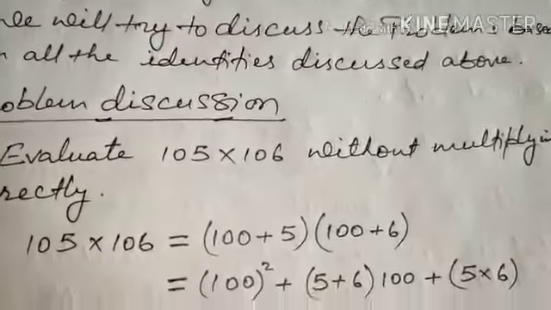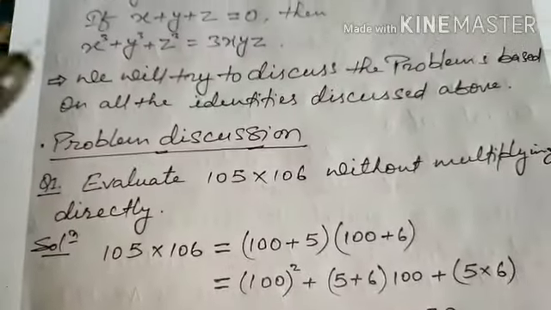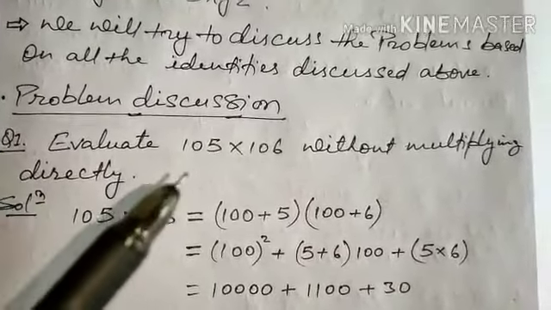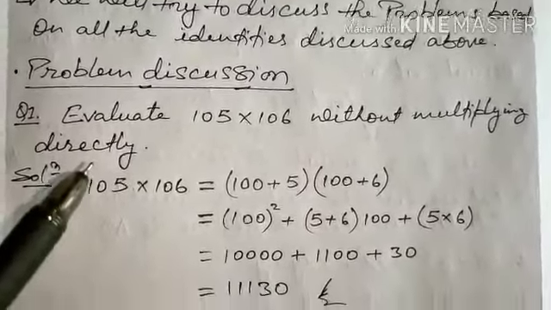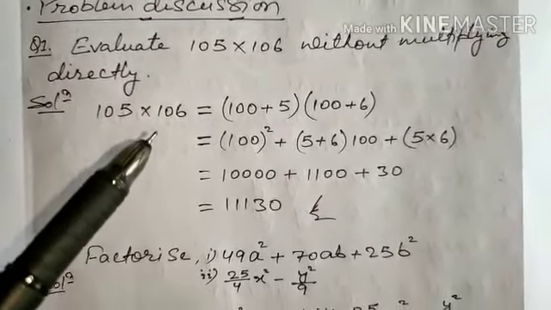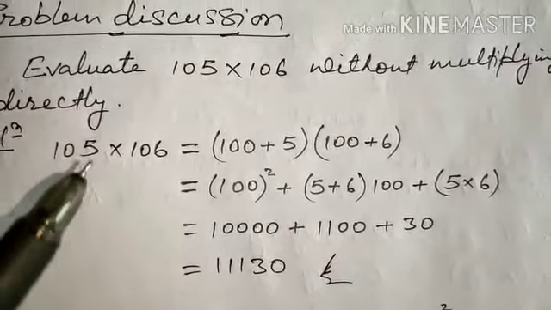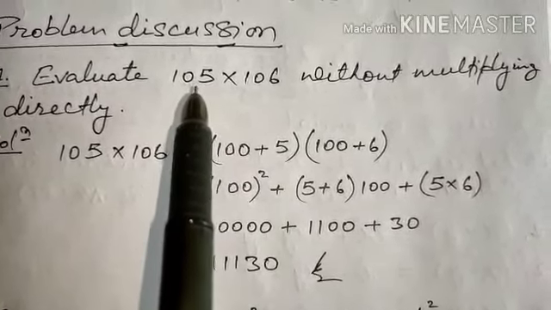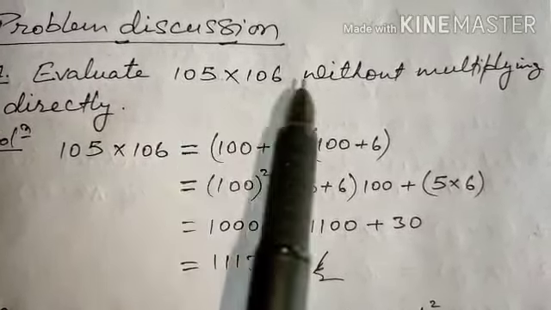Okay, now we'll try to discuss some of the problems based on identities. Problem discussion. The problem is: evaluate 105 into 106 without multiplying directly. This is a very easy question. These types of questions you people have done in your class 8th also. So the question is 105 into 106. We have to multiply it without directly multiplying it. It means we don't have to perform this 3-digit multiplication directly. We have to use the identities.